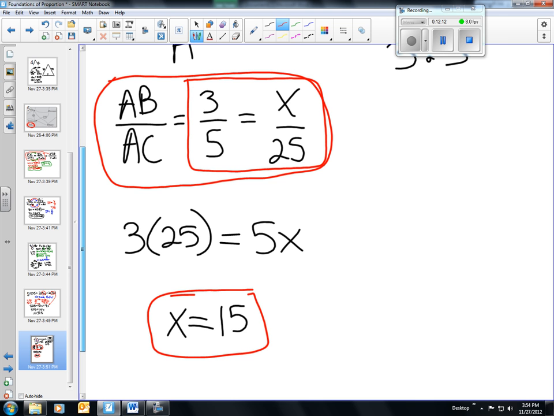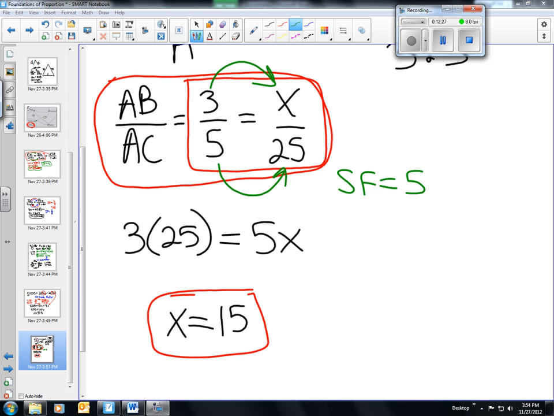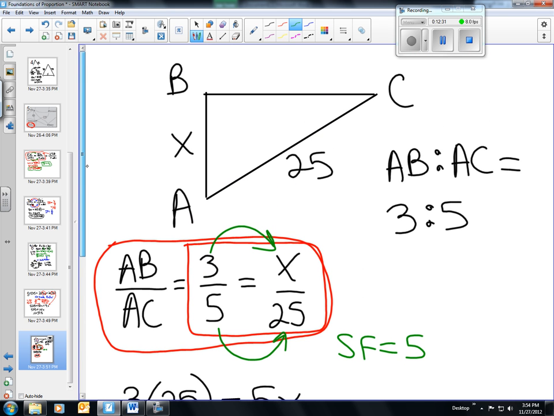Or you can use the scale factor method. The scale factor method would say 5 times what number gave me 25, so the scale factor in this case would be 5. And then you take 3 times 5, which is going to be 15. It's important to note here, though, that sometimes the variable that you find doesn't always necessarily equal the side length. So here in this case, AB, the side length, does actually equal 15, but that's not always the case.